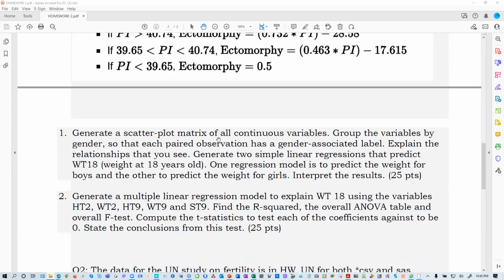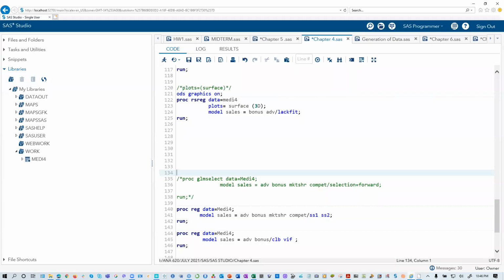Generate scatterplot matrices for all continuous variables, grouping the variable by gender so that each paired observation has a gender associated label. Explain the relationship that you see. Generate two simple linear regressions that predict WT18, the weight at 18. You need two regression models: one to predict the weight for the boys and the other to predict the weight for girls. Interpret the results. Okay, let's see what they were trying to do here. We're going to continue again in chapters 4, 5. Okay, for time in homework 2.